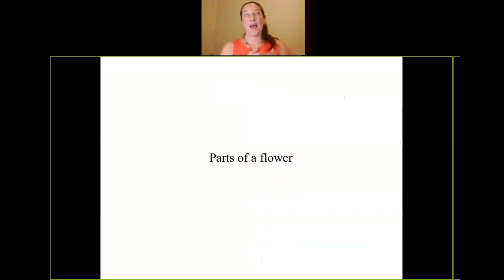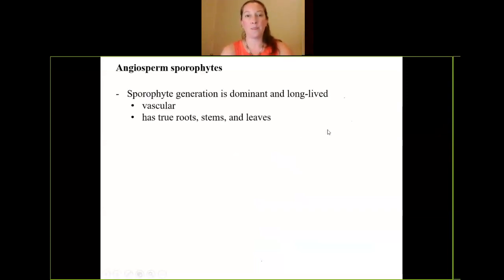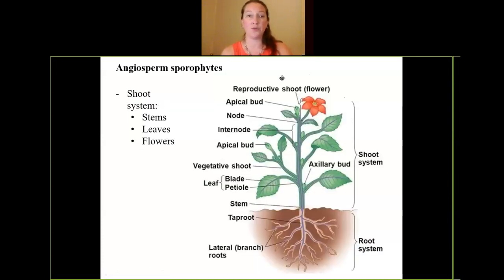Talked about habits and habitats, talked about largest, smallest angiosperms, talked about importance of angiosperms to humans. Now let's talk about parts of the flower. So because angiosperms are vascular, we know that the sporophyte generation is dominant and it has true roots, stems, and leaves. We covered all of this in the shoot system, but just as a reminder, right, we're going to use some of these same terms today. So flowers, angiosperms have all of these parts that we've already covered.